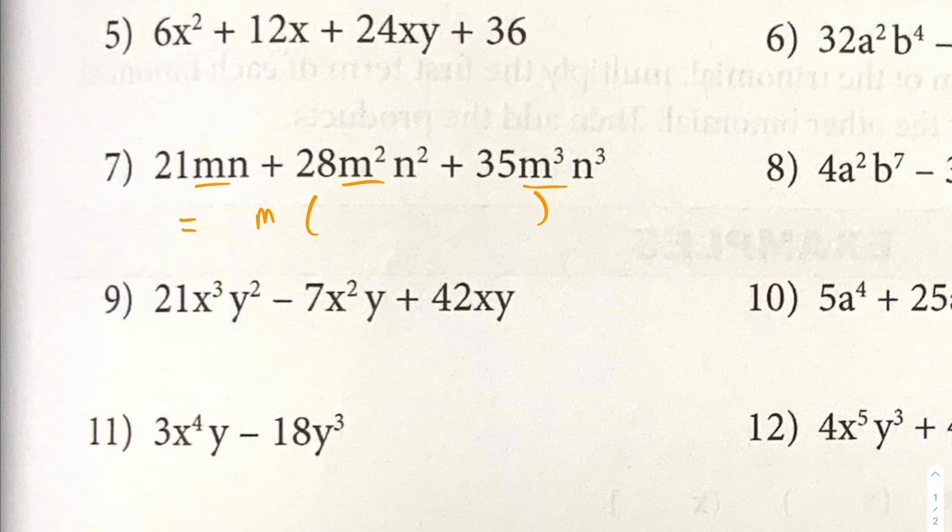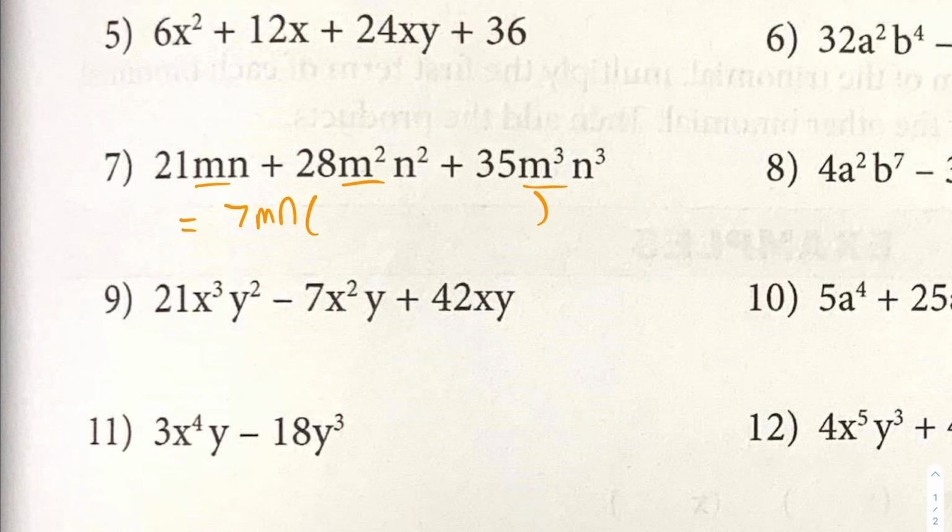What else do these numbers have in common? What about the coefficients? 21, 28, 35. Those are actually all multiples of 7. So I could take out a 7, because 7 fits into 21, 7 fits into 28, and 7 fits into 35. I don't think there's something greater than 7, but if there is, we'll see what happens. Then for the n's, those are all the same powers as the m, so it's still going to be a single n.